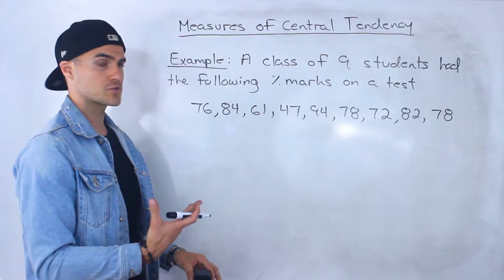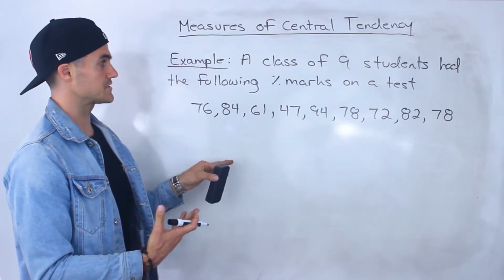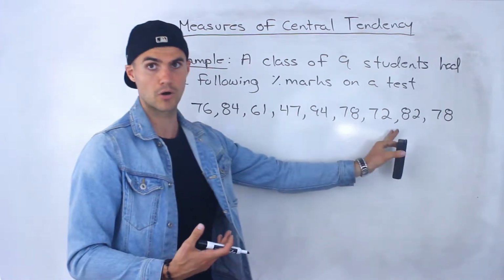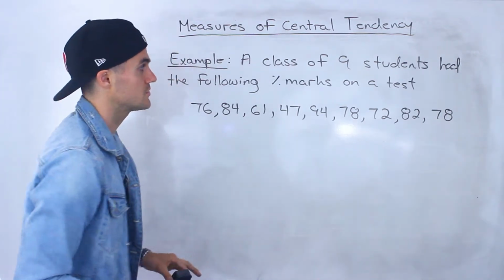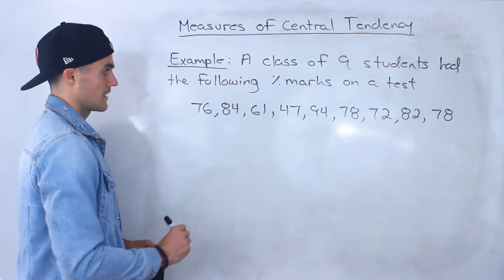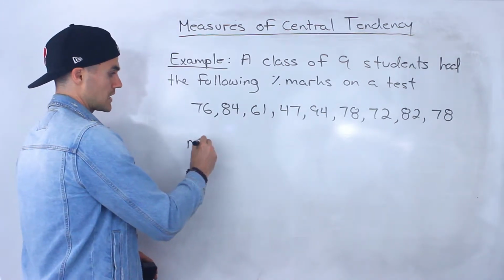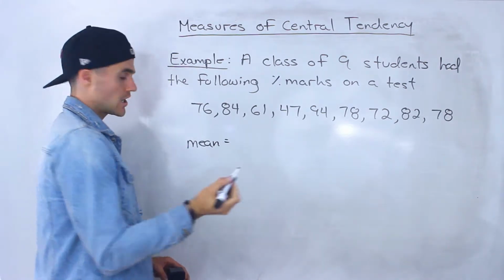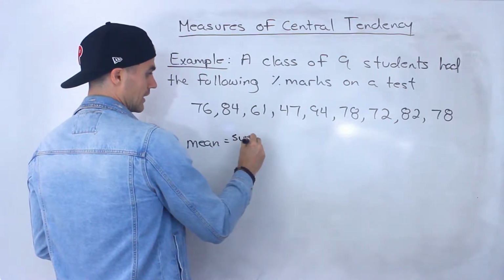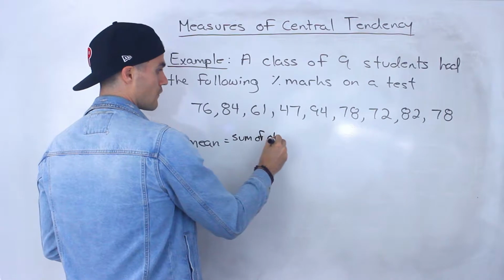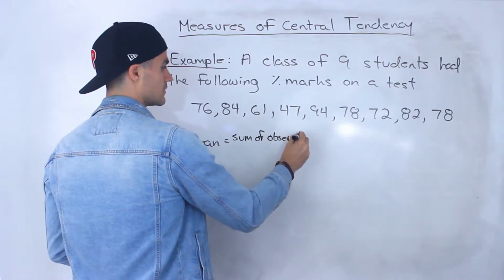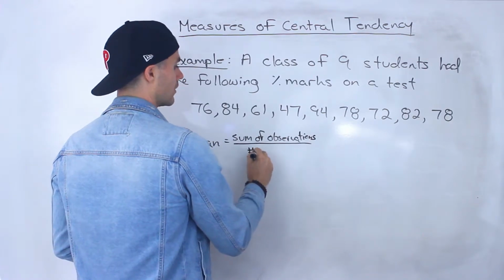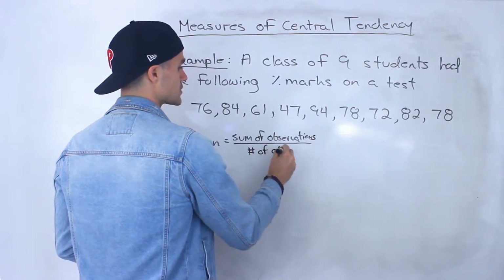Now, I'm going to show you how it works through an example. So let's say we have a class of 9 students and they had the following percentage marks on a test. So notice there are 9 marks here, a set of marks for each student on this test. And let's say we wanted to figure out what the mean of this data here is. Well, the mean in general, it's basically the sum of all of the observations over the number of observations.